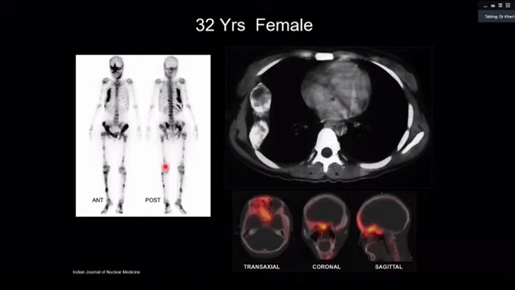This is from the Indian Journal of Nuclear Medicine. This is a case example which this patient presented at the age of 32 years with a fractured femur, and a bone scan then showed multiple lesions. And look at this lesion here, and look at this one. And this is the rib, which is fibrous dysplasia at the base of the skull.